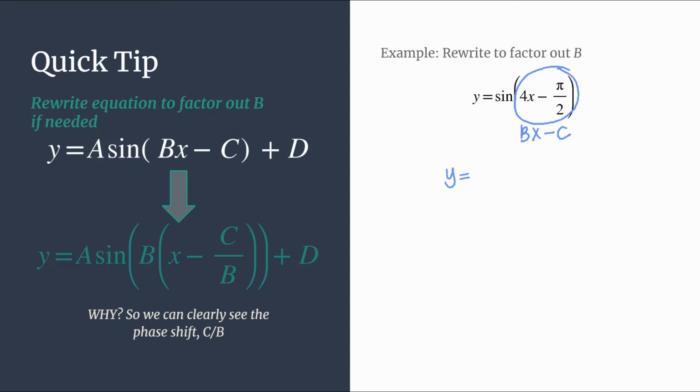Okay, so to do that it's pretty simple. So we would say sine, pull out a 4 from the 4x, and to pull out 4 from pi over 2, all you really need to do is pi over 2 divided by 4. Okay, so that's actually pi over 8. All right, and you can always distribute that 4 back through to check yourself, make sure you factor it out correctly. And this way we can clearly see b is still 4, but our phase shift shows up right here. So we see that x minus pi over 8, so we would know our phase shift is clearly pi over 8 units, and we would be shifting to the right.